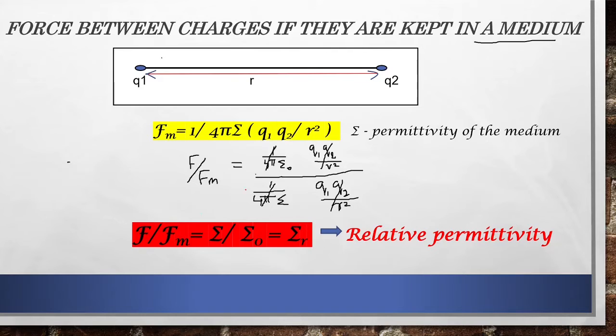Now what remains? F by Fm, that means force in the free space divided by force in the medium when the charges are kept in the medium is equal to epsilon by epsilon naught. Only these epsilon 0 and epsilon remain and this epsilon goes to the top. The final answer we get is epsilon by epsilon 0. This epsilon by epsilon 0 is called epsilon R, which is called relative permittivity. So now you know how to find the force between charges if they are kept in the medium.